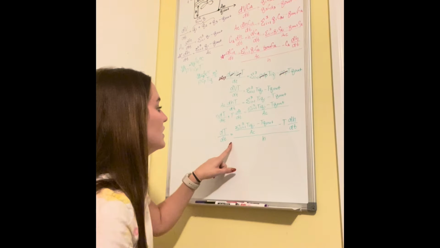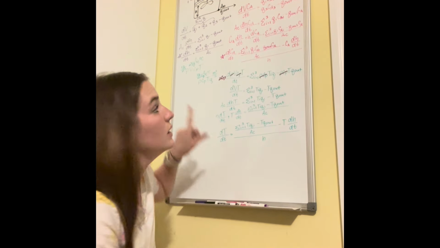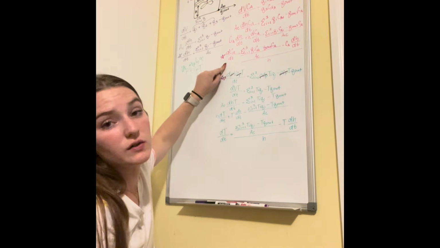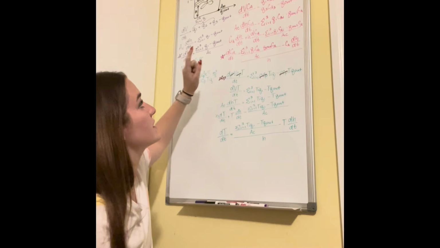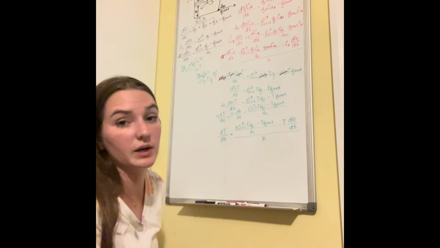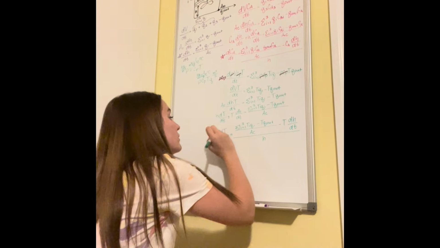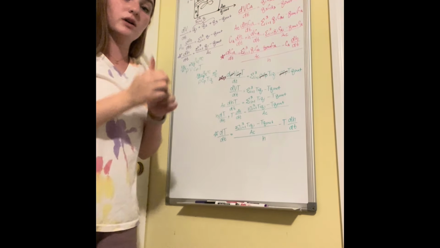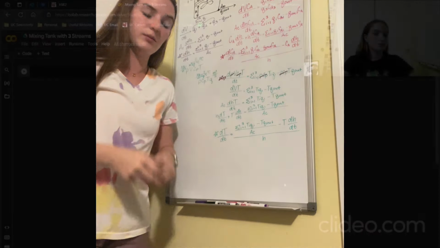We can actually see that our change in temperature over time and our change in concentration over time are very similar, except in concentration you're multiplying by the concentration, and in temperature you're multiplying by the temperature. So now we have solved for the change in temperature over the change in time, and we are ready to start coding this in Colab.